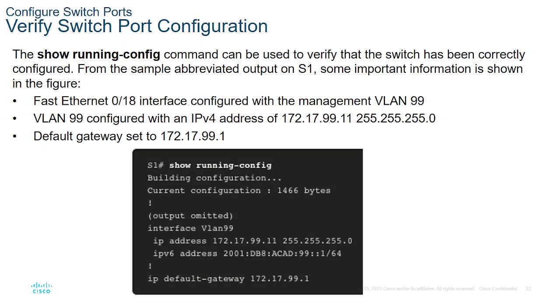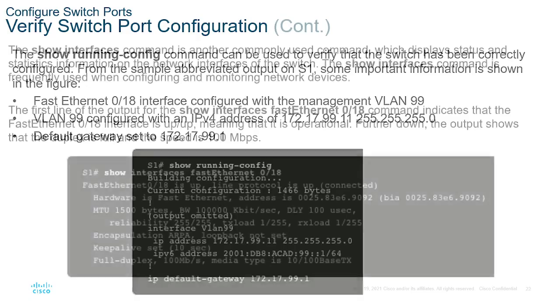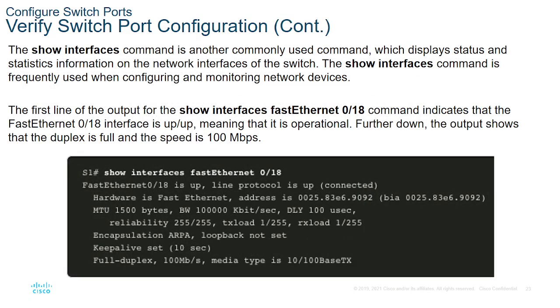Show running configuration is used to verify if the switch has been correctly configured. For example, you have the output there, it shows you the running configuration. Show interfaces is another command that will show you the status of your interfaces, which are down and which are up. For example, show interfaces fast Ethernet 0/18 will show you the status of the interface, the speed it is running, the duplex mode, and so forth.